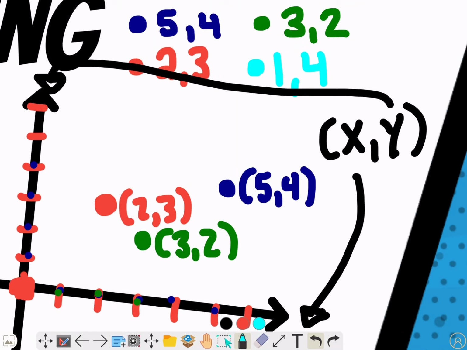Okay, now that you paused it, look, you go over 1 and you go up 4. Shouldn't have made it so dark. Over 1 and up 4. 1, 2, 3, 4. And where those intersect is over here.